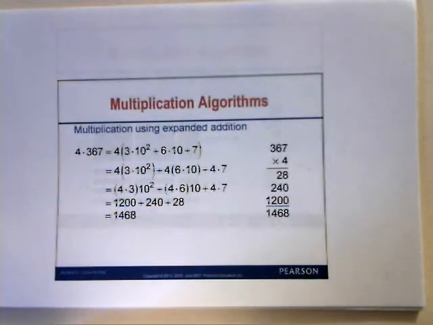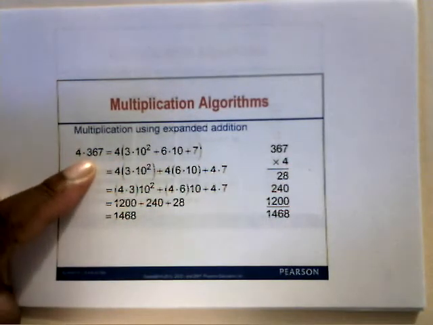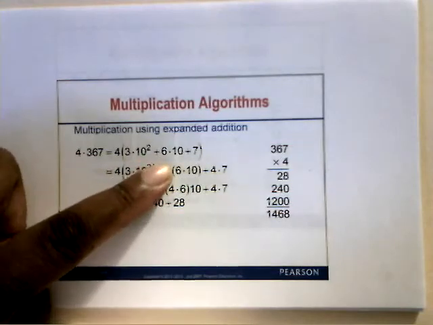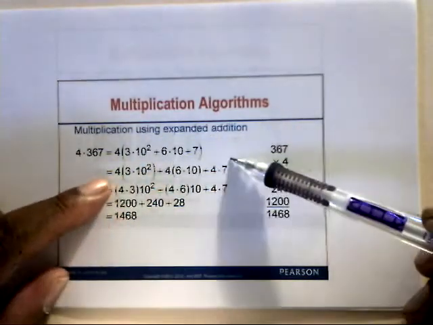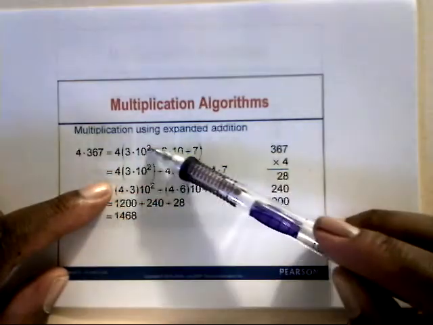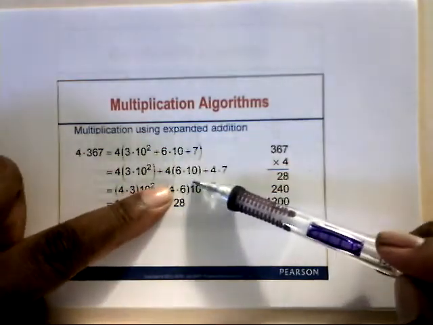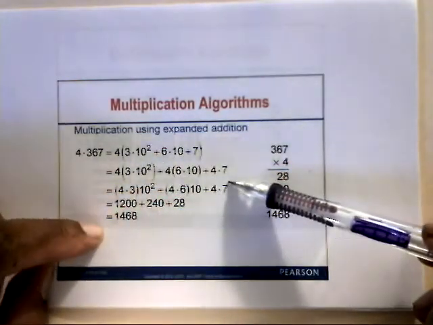And another algorithm is multiplying using expanded notation. So if we wanted to multiply 367 times 4, we bring over the 4, but that 367 we can expand that to 3 times 10 to the 2nd, plus 6 times 10, plus 7. And then the next step is use the distributive property. 4 times 3 times 10 to the 2nd is this. Then 4 times 6 times 10 is this. Then 4 times 7 will be this.